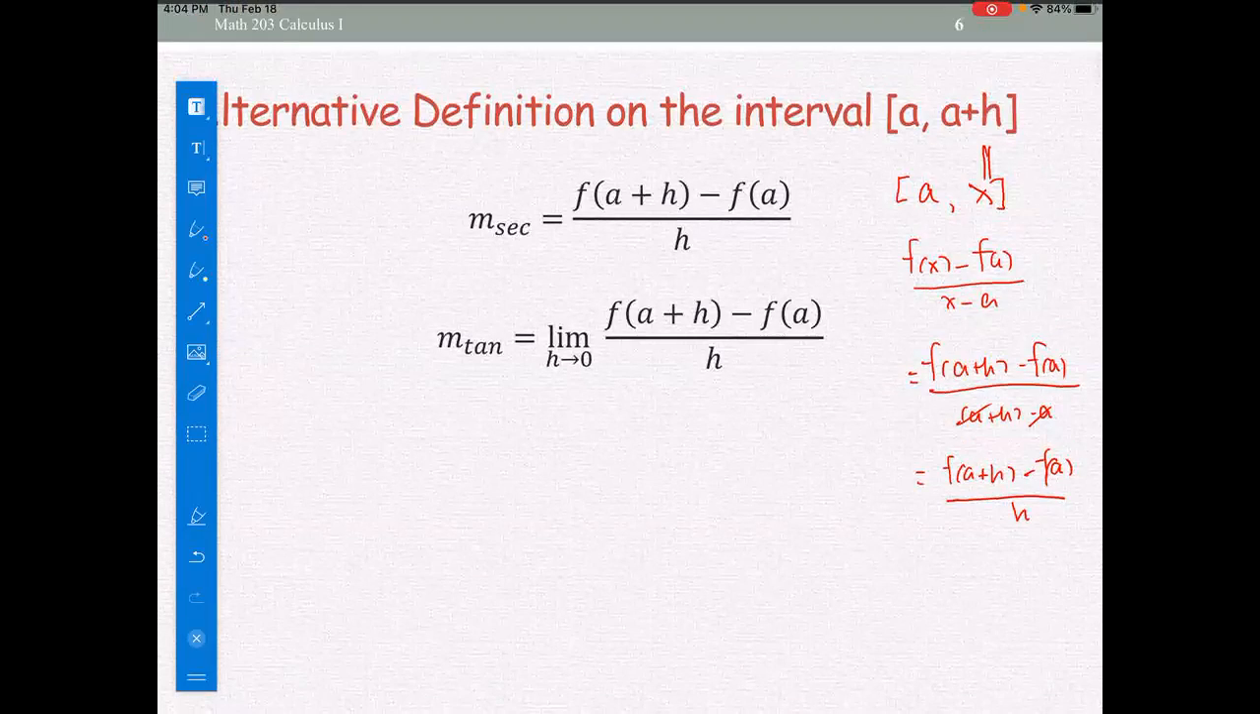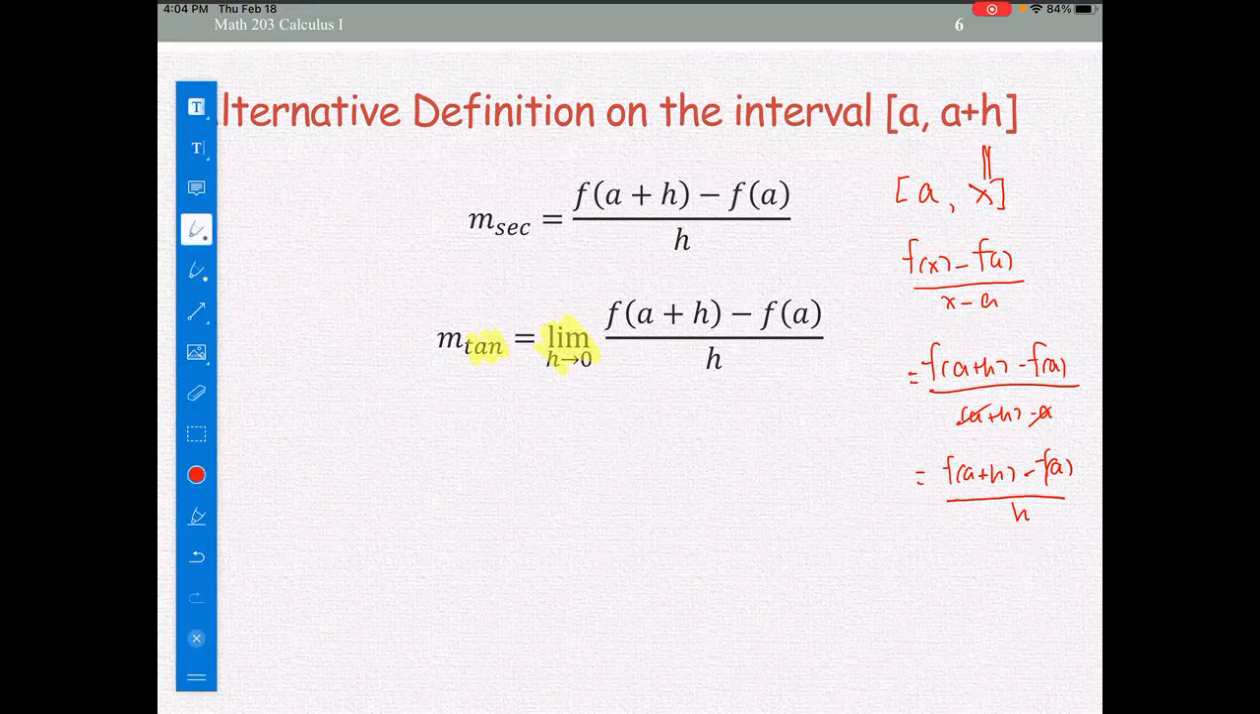And again, the slope of the secant line is just the same as the slope formula in general, but the slope of the tangent line is the limit of the slope of the secant line. So we call the slope of the secant line the average rate of change. We call the slope of the tangent line the instantaneous rate of change.